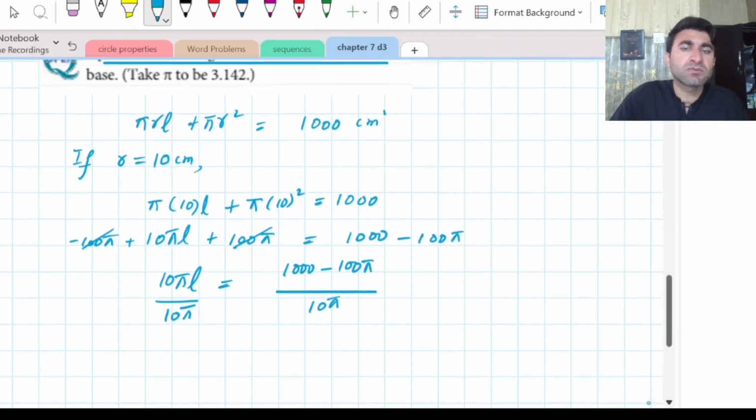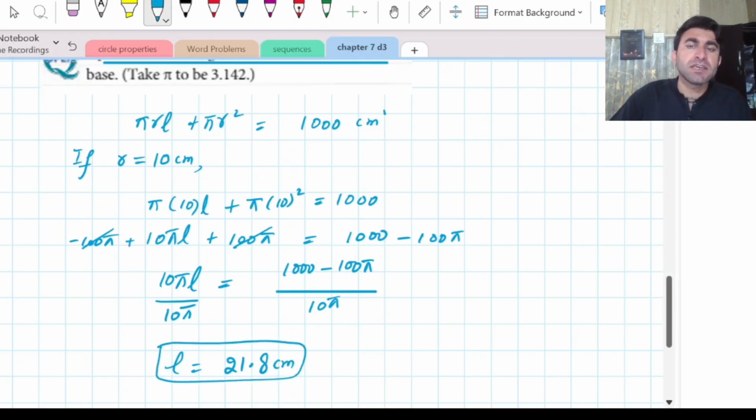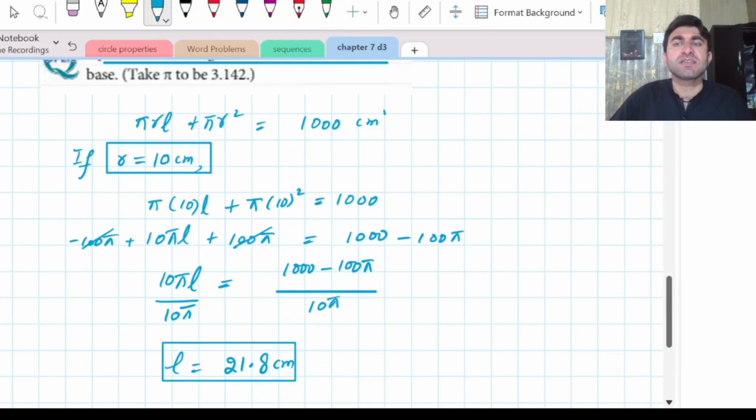And the rest is the calculator's work. So just plug in the values in the calculator and it will give us the value of slant height. So it becomes 21.8 centimeters. So that is the value of slant height if the value of radius is 10 centimeters. So if we change the value of radius, it will definitely change the value of slant height as well. But slant height must be greater than the radius, because slant height is the greatest value of the three values of the cone. From the radius and height, slant height is the greatest.